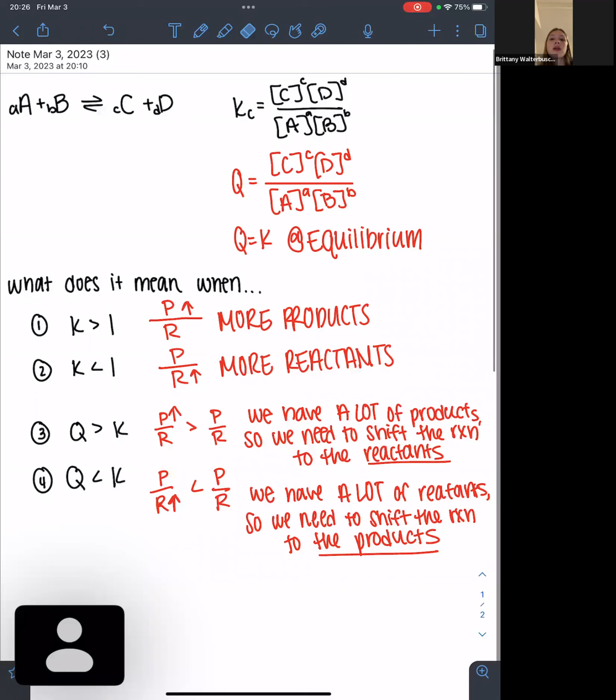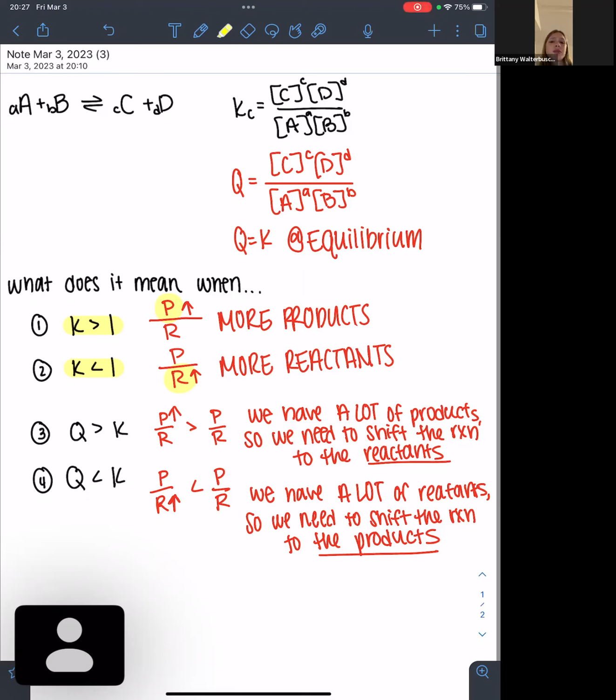So in summary, our K value is going to be represented at equilibrium. We could have more products at equilibrium. We could have more reactants at equilibrium. It could be the same. We could have an even amount of products and reactants. It all just depends. So if we have a K value greater than 1, we're going to have a lot of products. If we have a K value less than 1, we're going to have a lot of reactants at equilibrium.